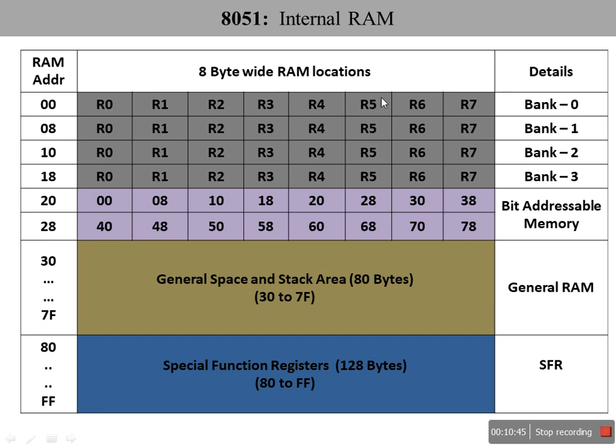And each bank, if you see here, these are R0, R1 and up to R7. Each bank has 8 registers, and each register is 8-bit wide. R0 is 8-bit wide, R1 is 8-bit wide, R2 and so on, all registers are 8-bit wide. Similarly, bank 1 also has 8 registers, R0 to R7. Then bank 2 also has 8 registers, R0 to R7. Similarly, bank 3 also has registers, R0 to R7.